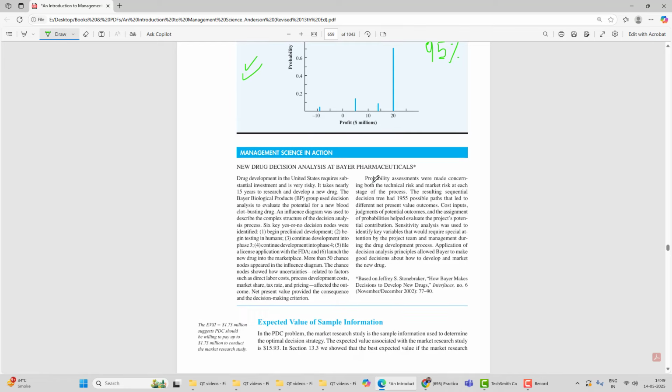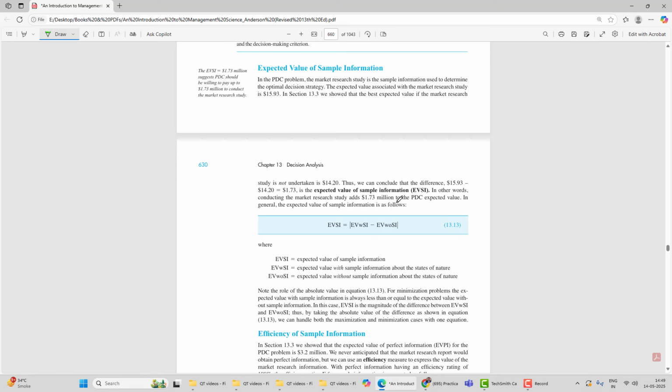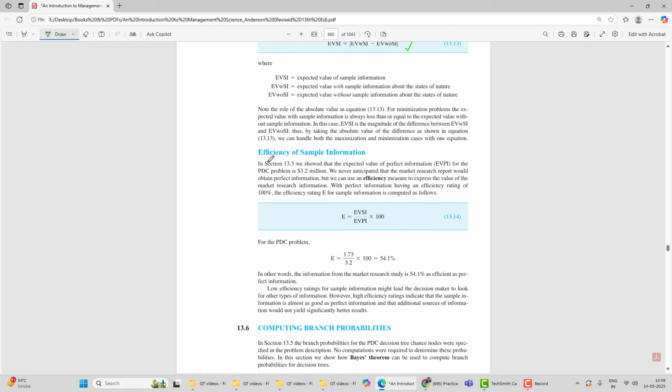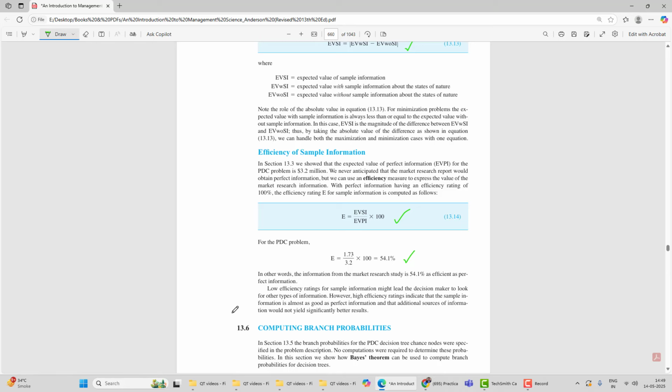Now there are certain other calculations which we are going to do. EVSI, expected value of sample information, as we have calculated earlier, will be the difference between 15.93 minus 14.2. So 1.73 is going to be the expected value of sample information, and when we divide it by EVPI, which we calculated in the previous video, you will get the efficiency of the sample information. So in this case 1.73 divided by 3.2 is 54.1%, right? So we have already done the branch probabilities calculation, and this is the end of the solution.